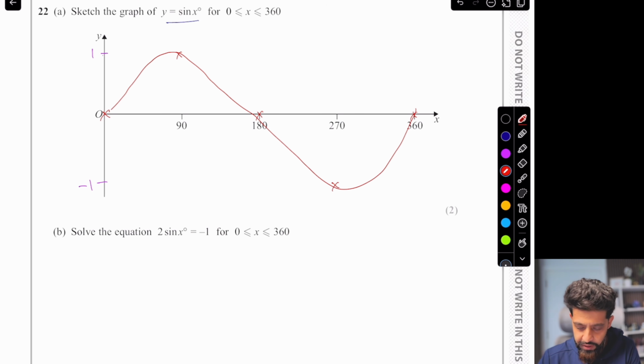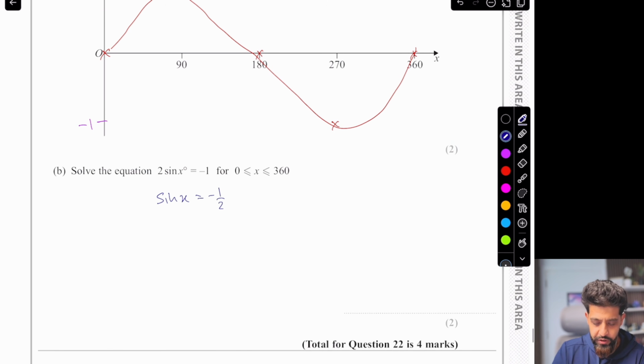That should do. Right. Solve the equation 2 sine x equals minus 1 for that range. Now, the 2, we need to get rid of that 2 first. Yeah, right there. Okay, and to do that, we divide by 2. So sine x is equal to minus 1 over 2. Then we need to, oh, it's a non-calculator.